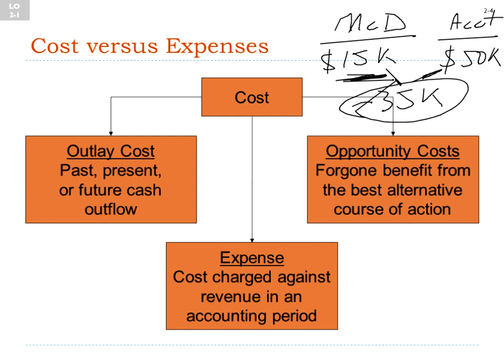All right, so we talked about costs and expenses. A lot of people, like I said, think that cost and expense are the same thing, and they're really not the same thing. A cost is a sacrifice of resources, and that could be an outlay cost or that could be an opportunity cost, whereas an expense, on the other hand, is a cost that's deducted on your books or on your tax returns against revenue in an accounting period. So an expense is a specific type of cost. You're going to see it on your books and records.